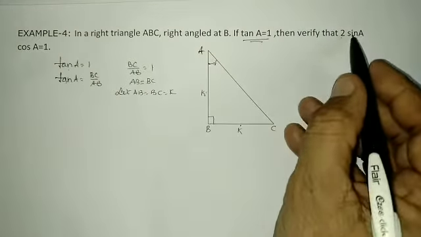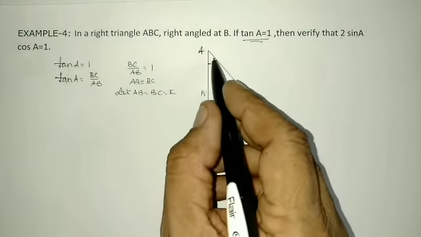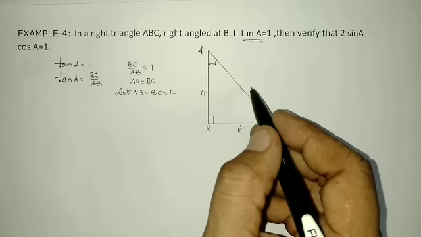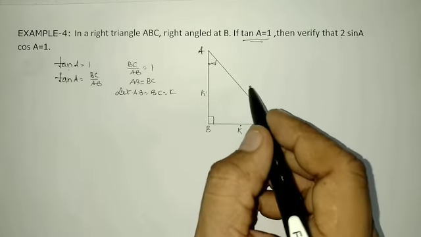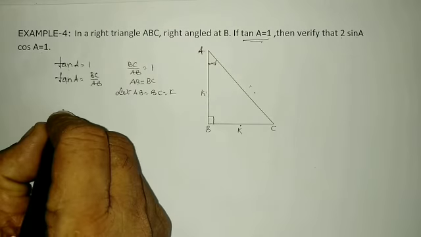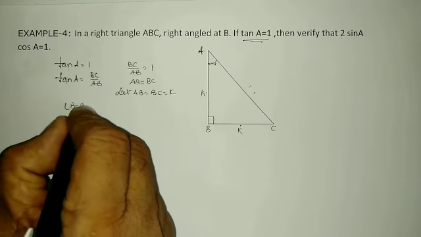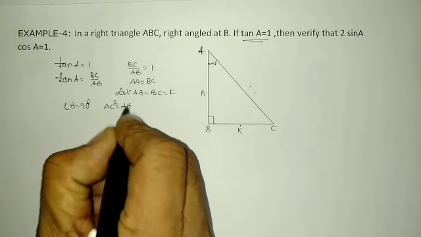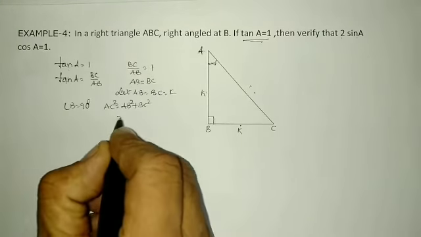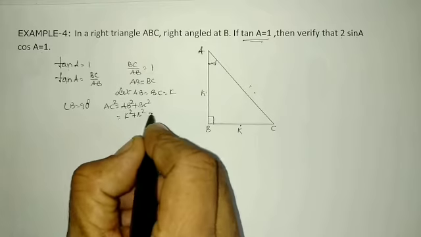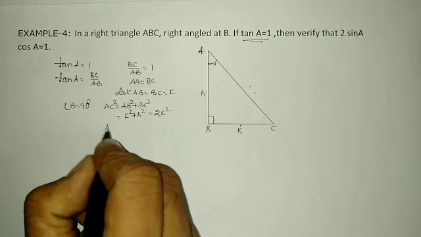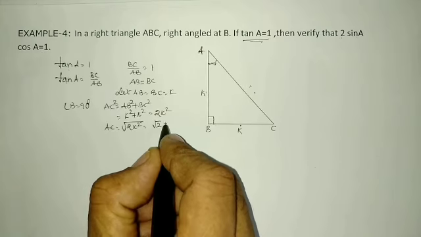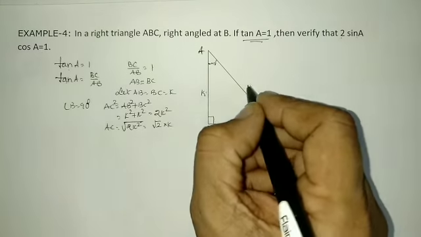Now I have to show that 2 sin A cos A equal to 1. Sin A means side opposite angle A by hypotenuse, but we don't know the length of hypotenuse here, AC. We have to find AC first. So angle B equal to 90. You can use Pythagoras theorem. AC square equal to AB square plus BC square, K square plus K square, 2K square. AC equal to root 2K square, root 2 into K, that is root 2 times K.